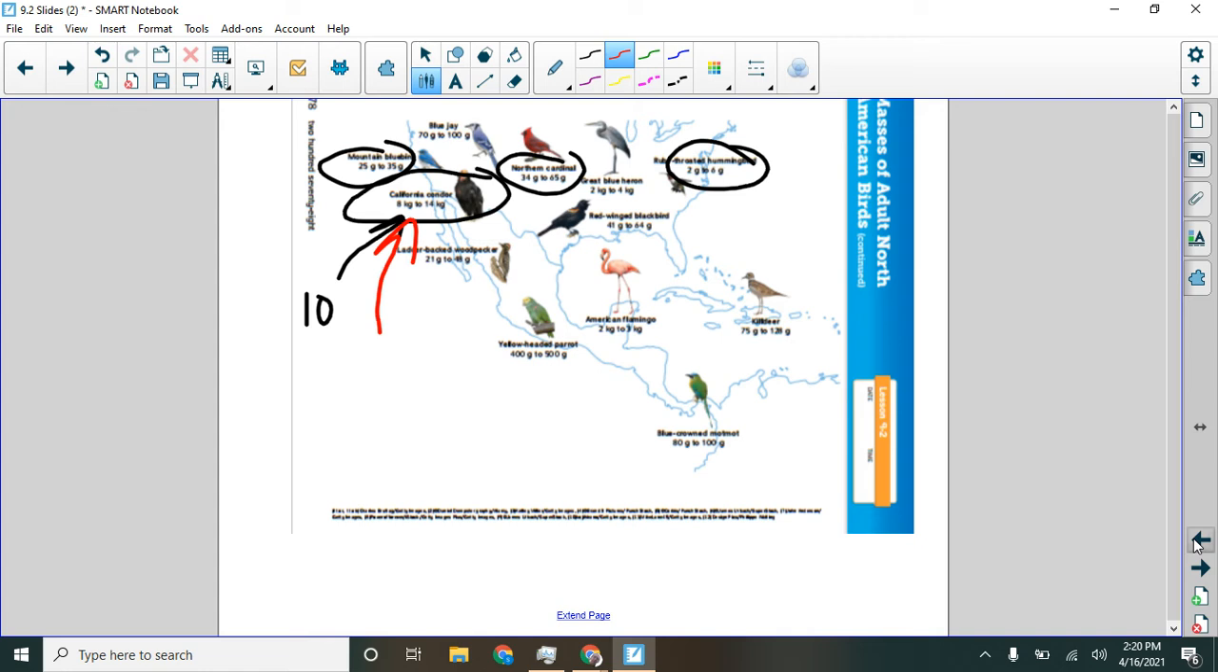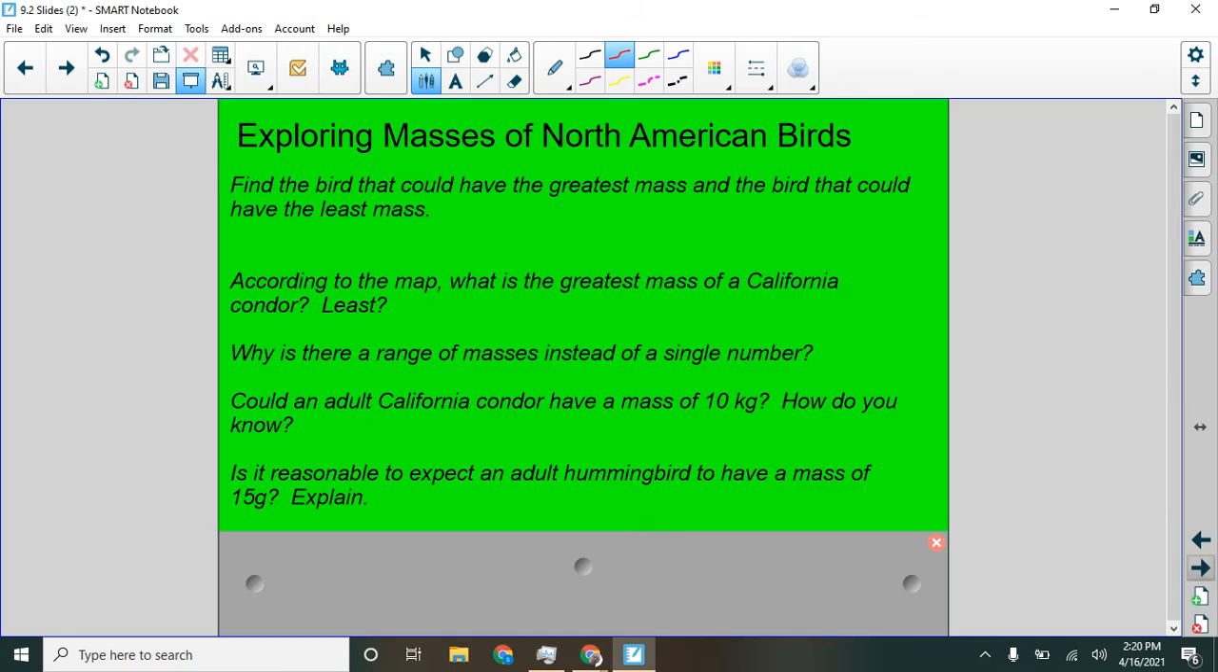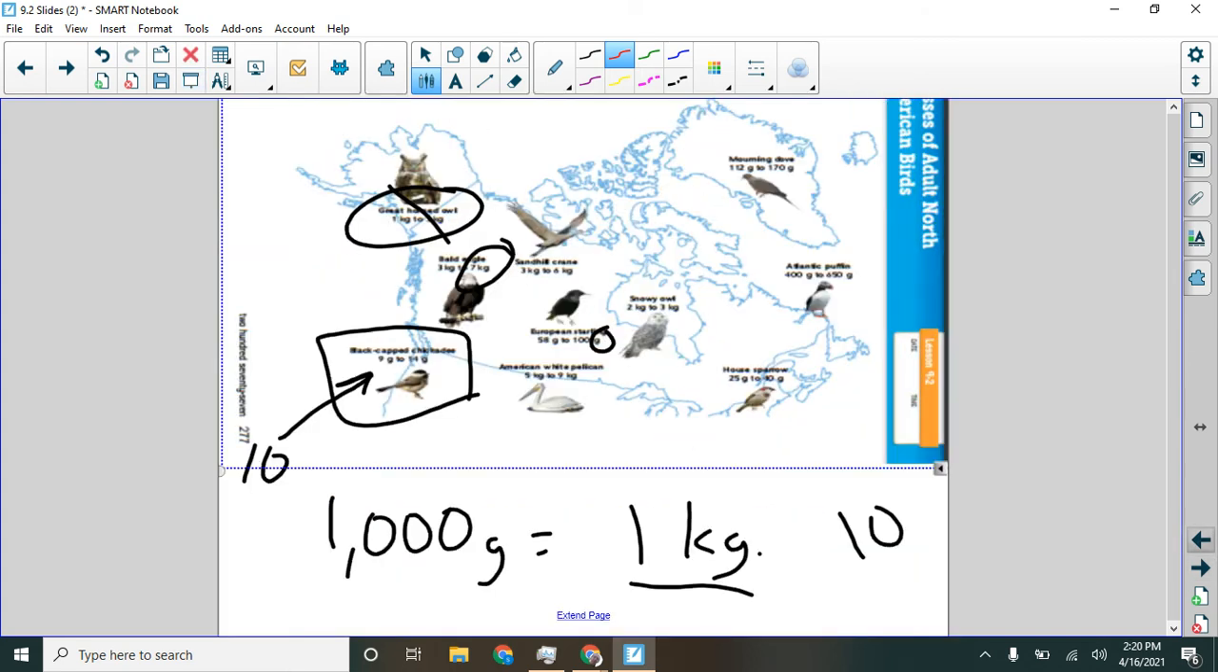No, it could not. Look at this. If it only gets up to 6, could there be one that's like 7? Maybe. But is there going to be a hummingbird that's 15 grams? Not this type of hummingbird, at least. So we can use this kind of map, and it also shows some of the animals in our area. Although some of these animals are in a lot of these areas, like a mourning dove, we could find those down here in the United States.